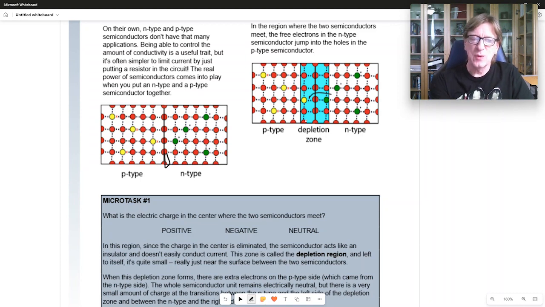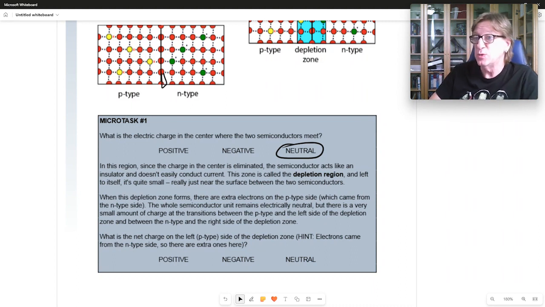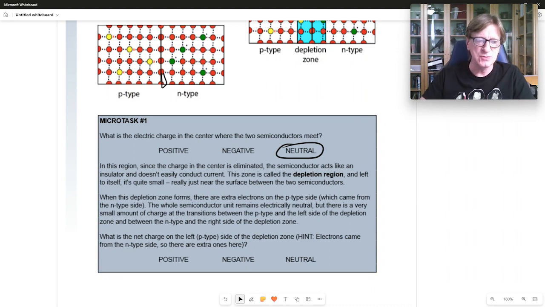All right. So what is the electric charge in the center where these two meet? Well, it's going to be neutral. The whole device is electrically neutral because we have the same number of protons as we have neutrons. However, in this region right here, it's completely neutral. I don't have any kind of electric field from that because I've filled everything up, and so that's called a depletion region. And that depletion region is really very, very small. It's just basically on the surface where these two things meet.